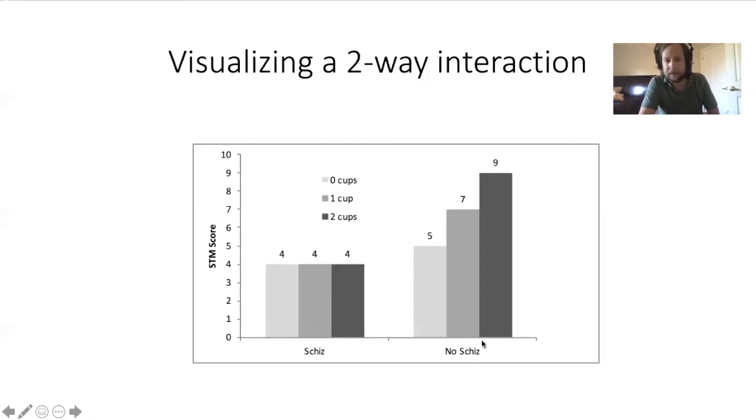Then the other column is the no schizophrenia column. And the question I ask myself is, do the means in the no schizophrenia column show the same pattern as they did in the schizophrenia column? And the answer is no, because in the no schizophrenia column, instead of calling it a flat line pattern, I would call it an increasing pattern. So we have these two different patterns, the increasing pattern and the flat line pattern. And because they're different, we would say, yeah, we appear to have an interaction here.